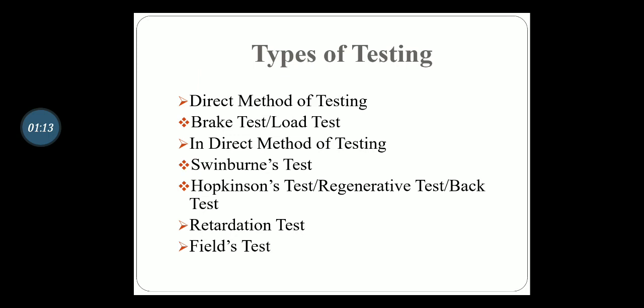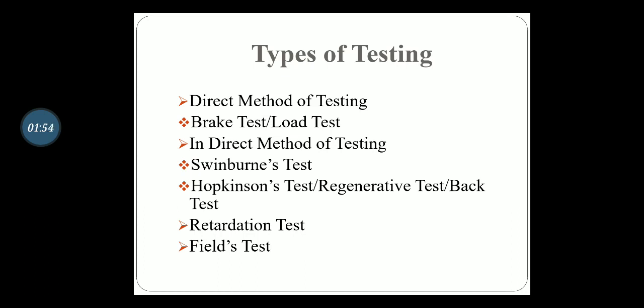Now, types of testing. There are a number of testing methods employed to test the DC motor. Usually two methods are used to test the DC motor, that is direct method of testing and indirect method of testing. In direct method of testing, the generator or motor is put on full load and the whole of the power developed by it is wasted. Brake test is a typical example of direct test. The direct test can be used only on small machines.